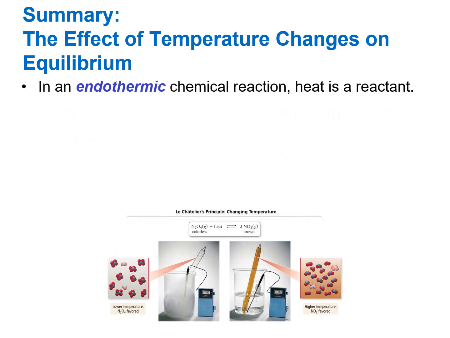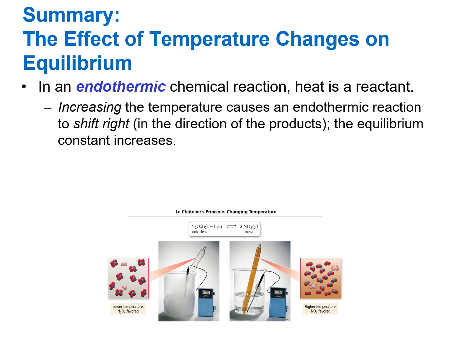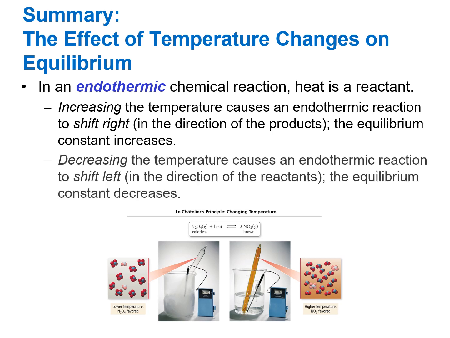Now, the opposite is true in endothermic reactions. In the endothermic equation, we're going to think of heat as a reactant. And when we increase the temperature in an endothermic reaction, we're going to see a shift to the right. So it's going to favor the production of products. So we're going to see more of our reactants moving into the products. And as a result of that, we're going to see a decrease in the equilibrium constant.